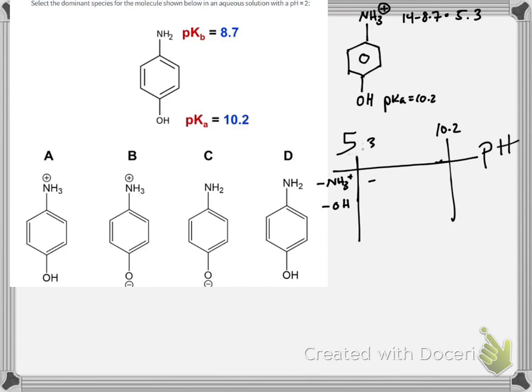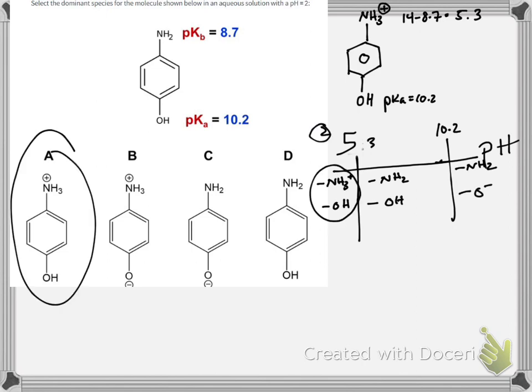once the pH is below 5.3, then we're in both acid forms. If the pH is between 5.3 and 10.2, then the nitrogen group, with pKa equals 5.3, will take on its base form. But the oxygen, the OH group, does not change until you cross its pKa. All right, so it looks like that.